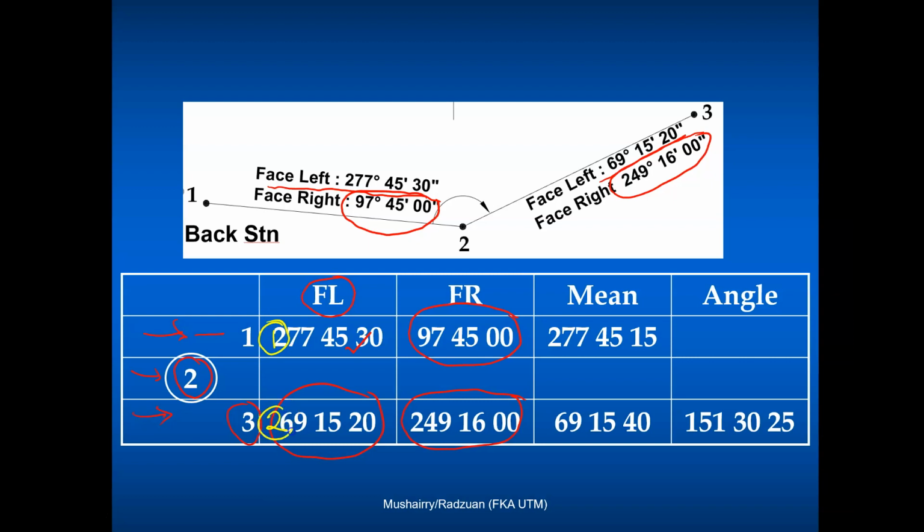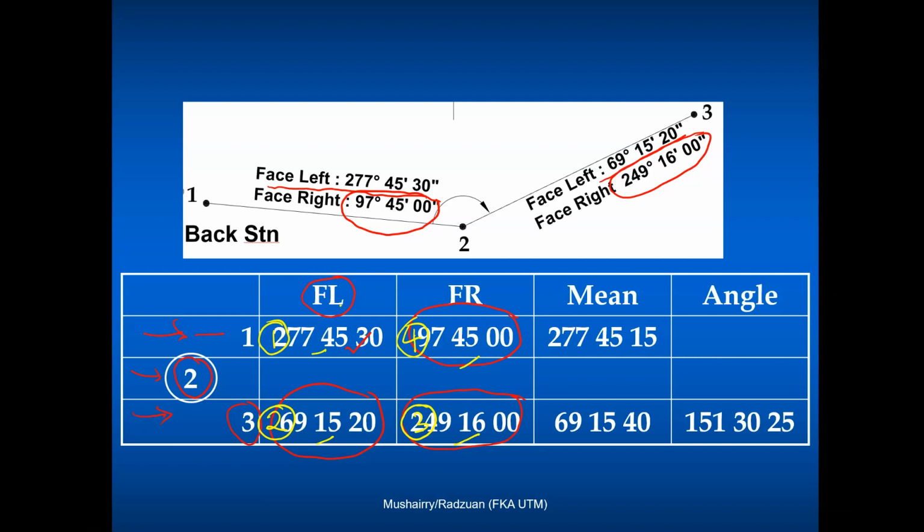Okay, so the order of observation would be number 1, number 2, number 3, and number 4. Which means we're going to start with left, left, left. Then we're going to change face, right, right. So it's back, forward, forward, back. So that is one complete round.